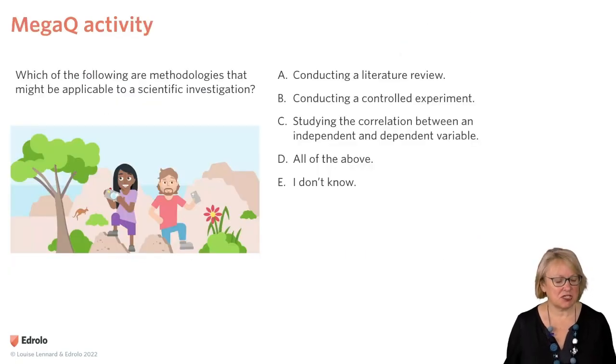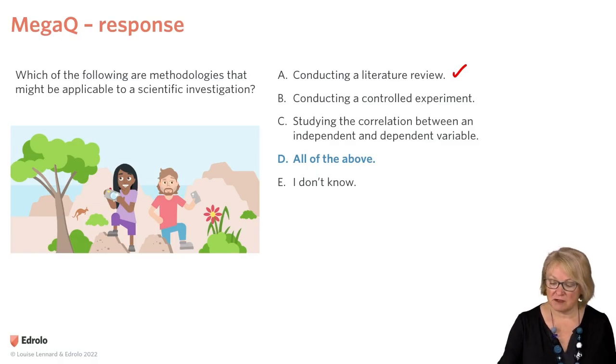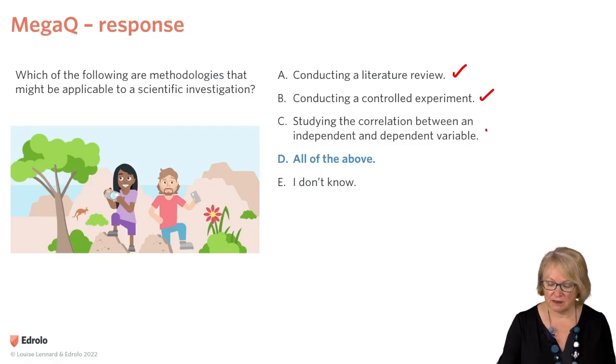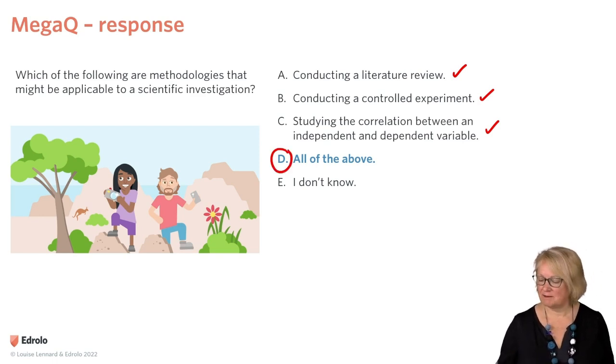Okay, another question for you. Which of the following are methodologies that might be applicable to a scientific investigation? Have a go at this question. Okay, conducting a literature review is a valid technique. So is conducting a controlled experiment. Likewise, studying the correlation between an independent and dependent variable. So D, all of the above, is the correct answer.